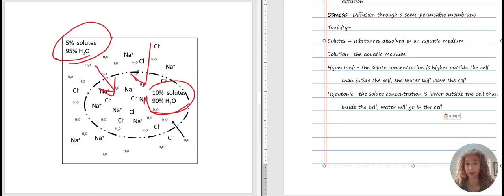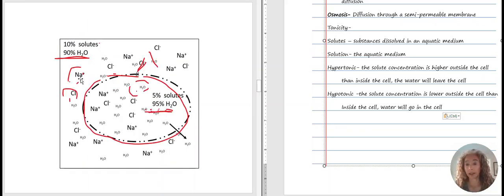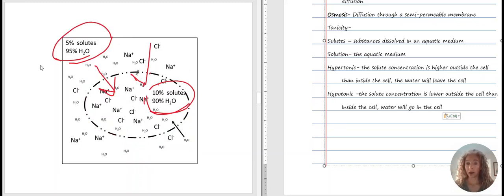The hypertonic, recall, cell will lose water and will shrink. The hypotonic will grow and take on water. And again, this water is trying to reach equilibrium. Remember, only the water can fit through the membrane, not the solutes. And so the water is going to go from high concentration to low concentration until it reaches that equilibrium.